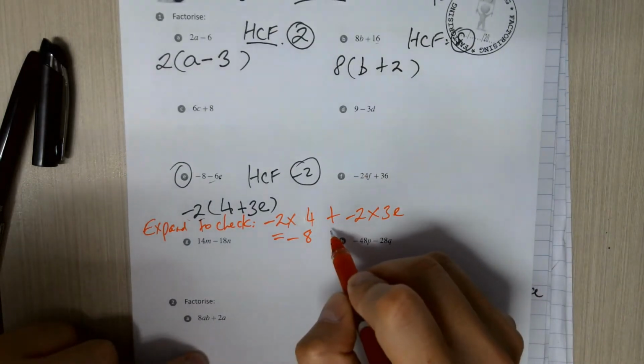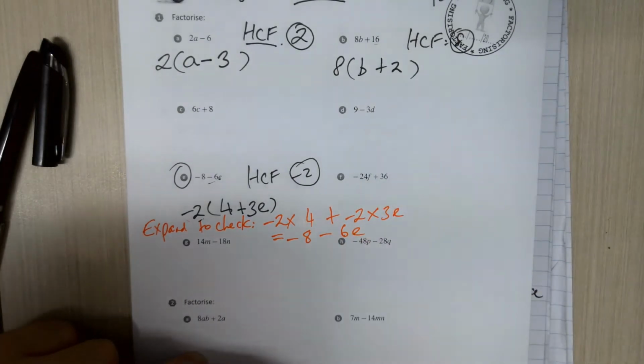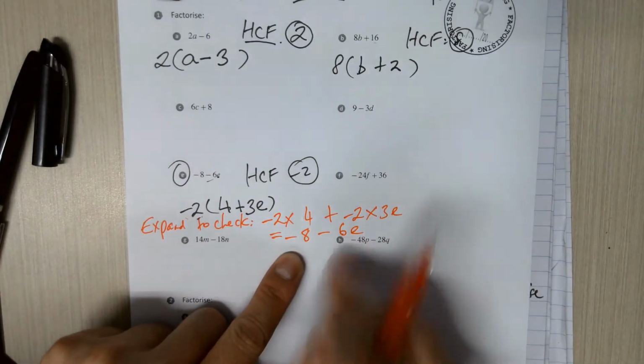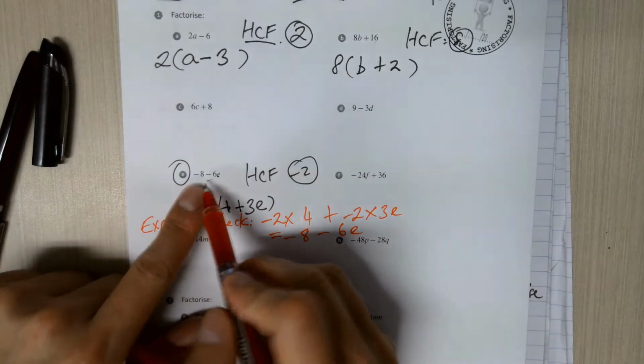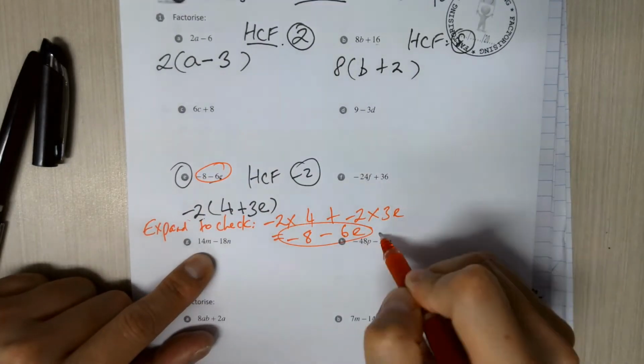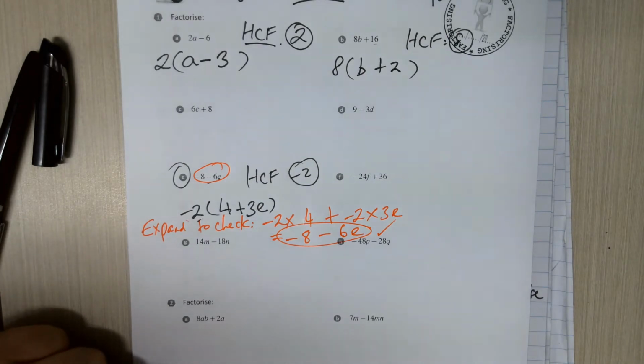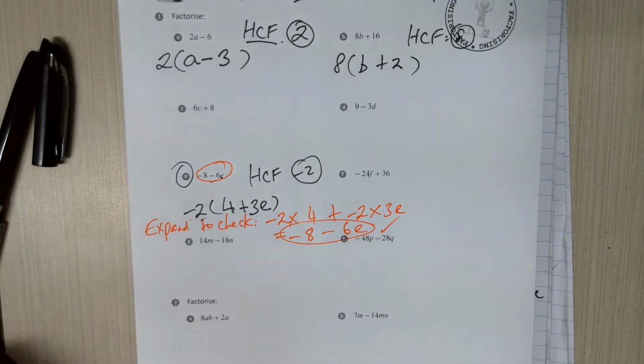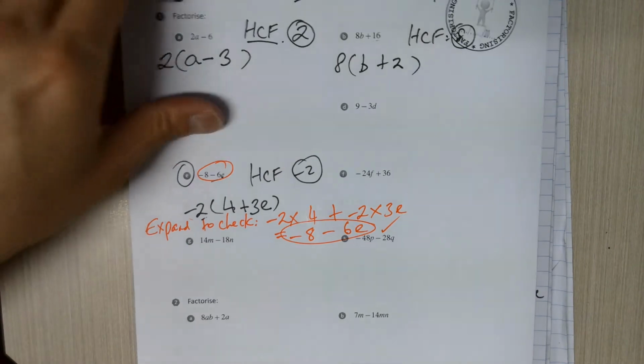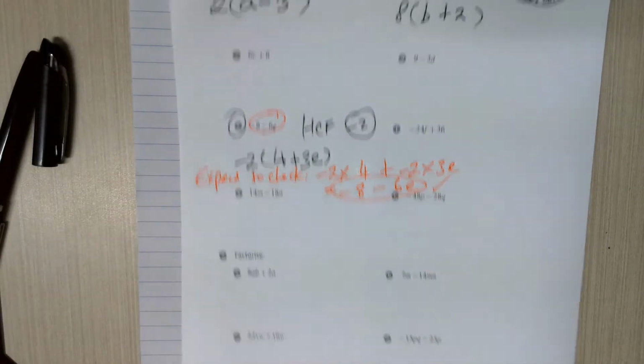So it becomes -6e. -8 take 6e, which is the same as that, right? This guy, which means I have factorized properly. All right, I will do one more with you. Maybe I will try 2a with you.